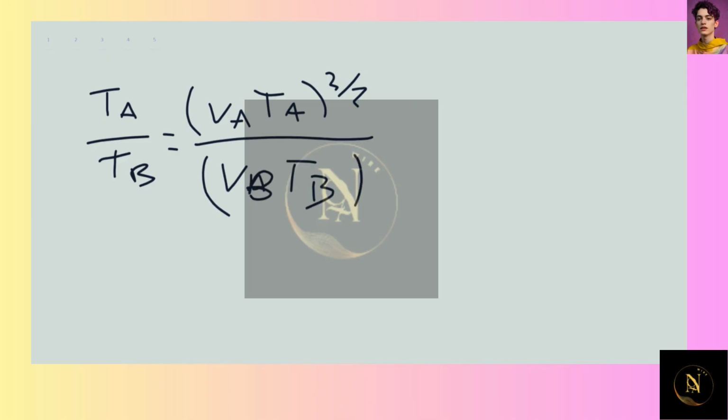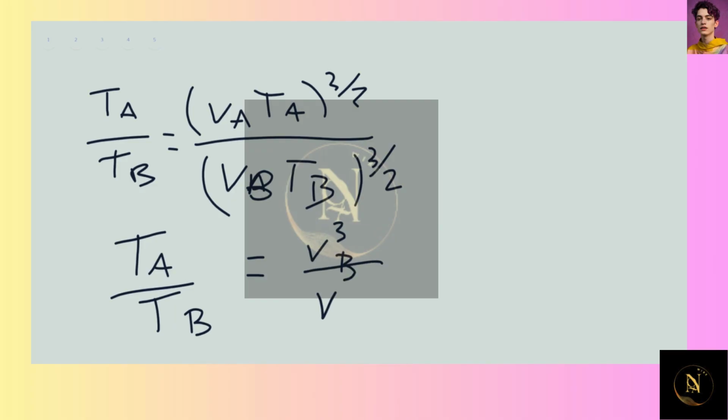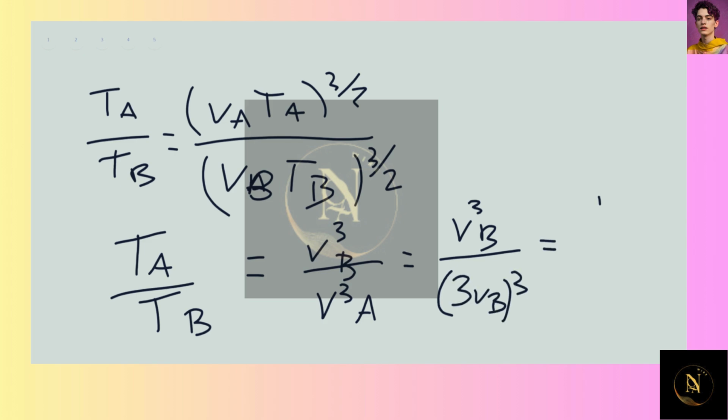And from here, we can rewrite so that TA over TB is vB cubed over vA cubed. Now we know the relationship between vB and vA. So this is going to be vB cubed over 3vB cubed, which is going to give us a final result of 1 over 27. And that is going to be the relationship between our periods.